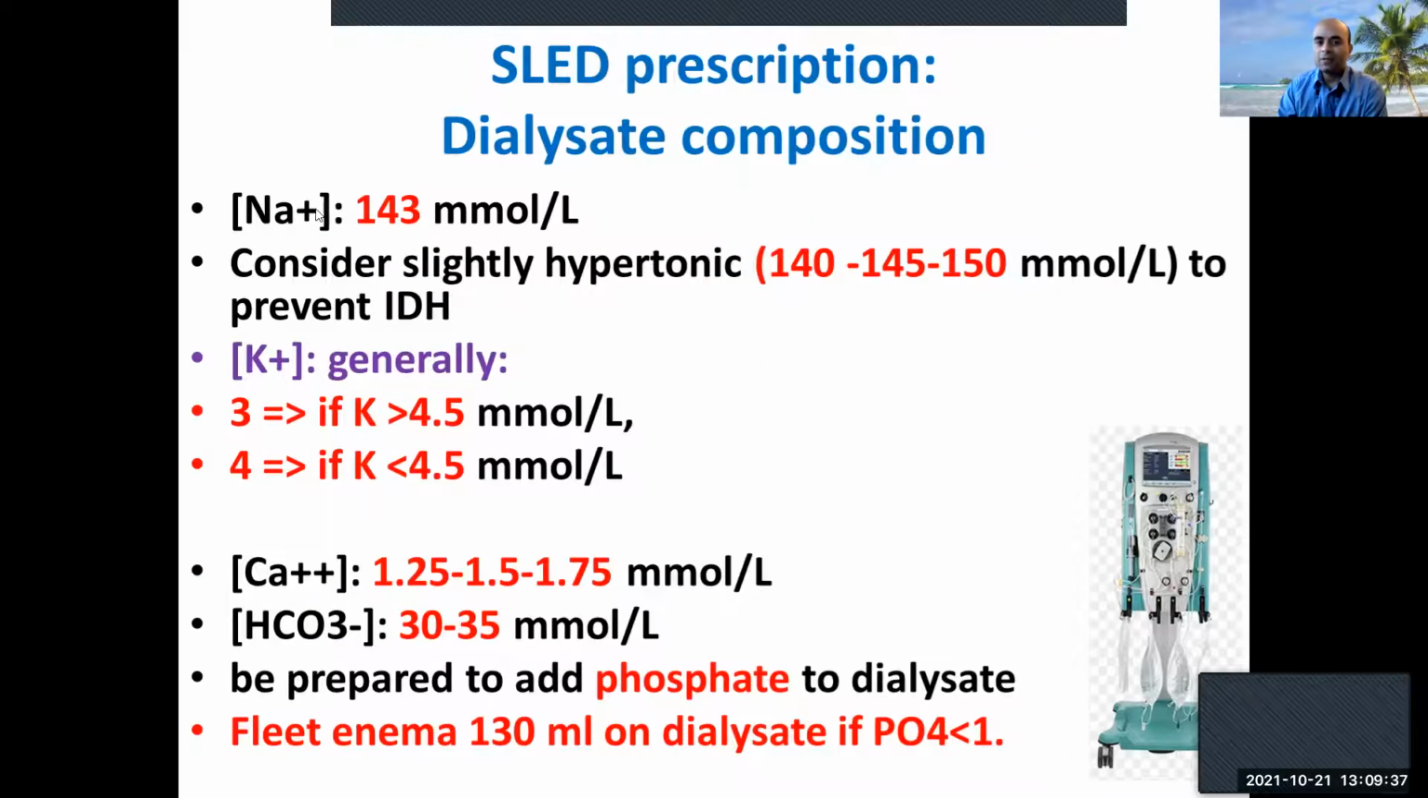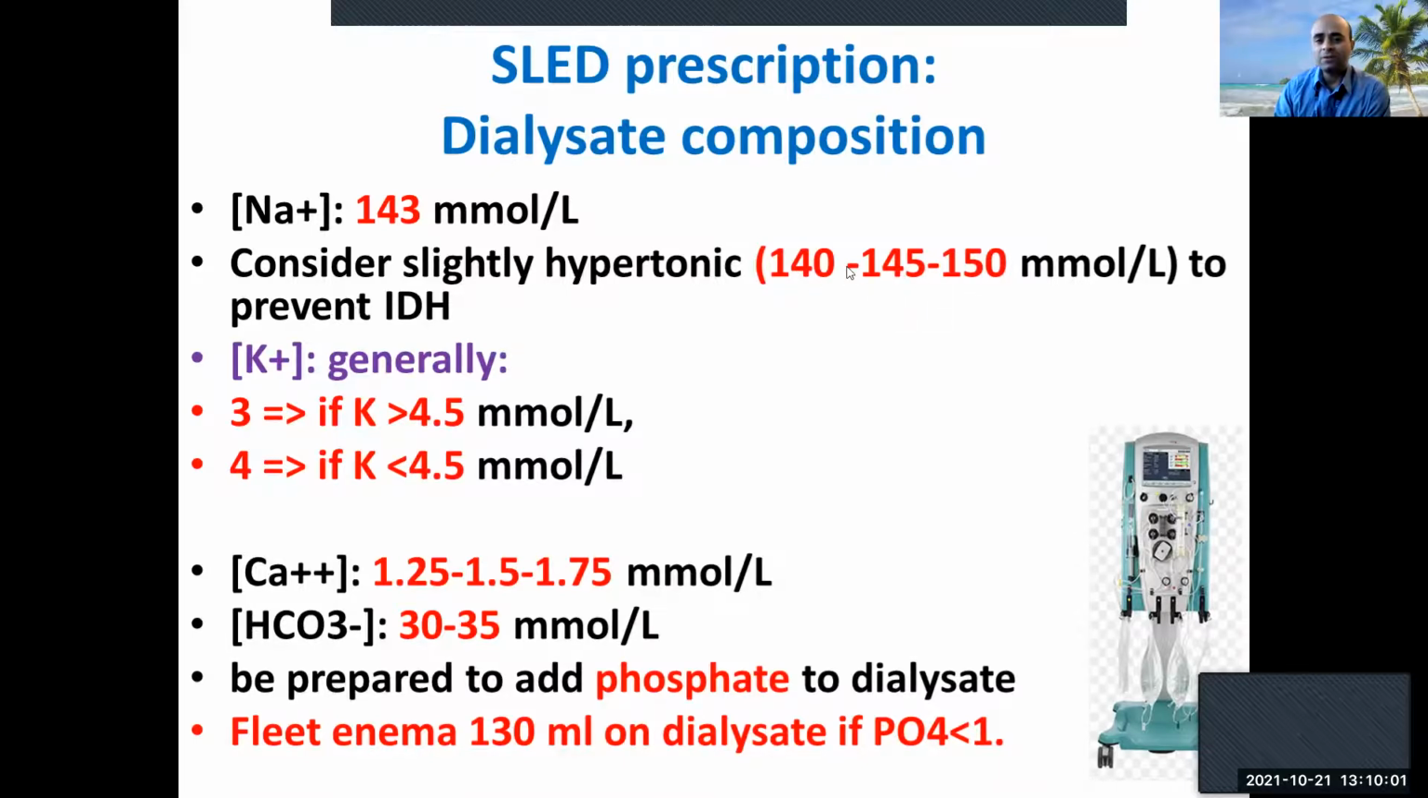Regarding your sodium, as we mentioned before in the CRRT with hyponatremia, please check your sodium and see where you are. We can start from a sodium of 140, 145, 150 at least, to keep your patient at high osmolarity and keep your patient hemodynamically stable during the dialysis.